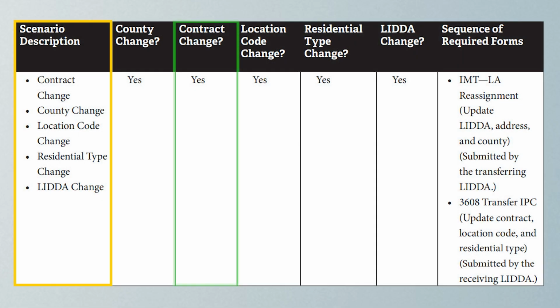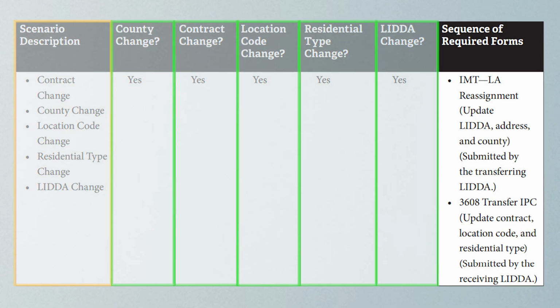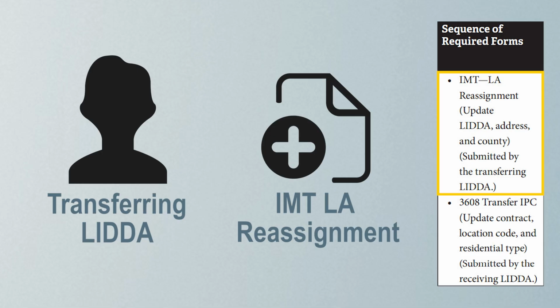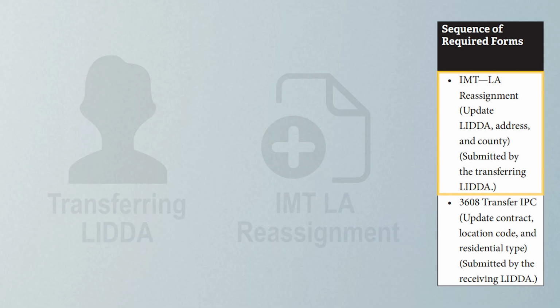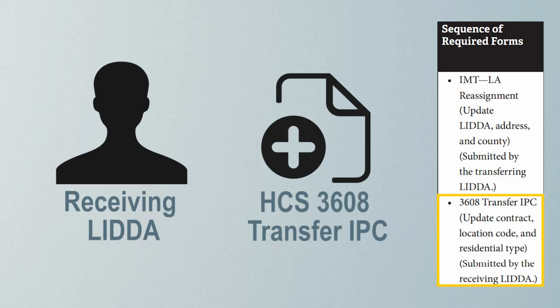Next, we see changes are needed for the contract, county, location code, residential type, and LTCOP. The middle columns confirm these changes. The transferring LTCOP submits the IMTLA reassignment to update the LTCOP address and county. The receiving LTCOP submits the HCS 3608 Transfer IPC to update the contract, location code, and residential type.